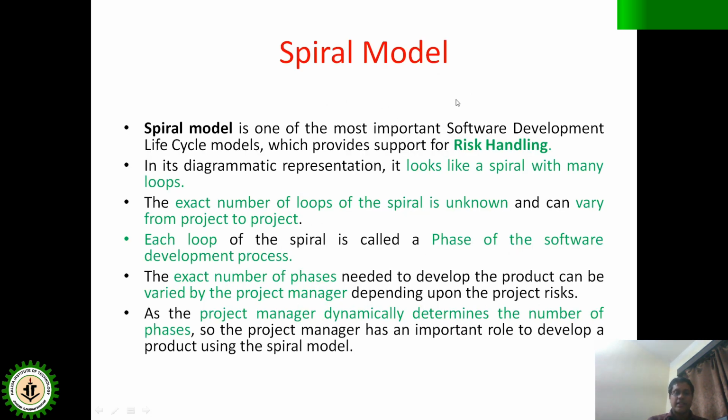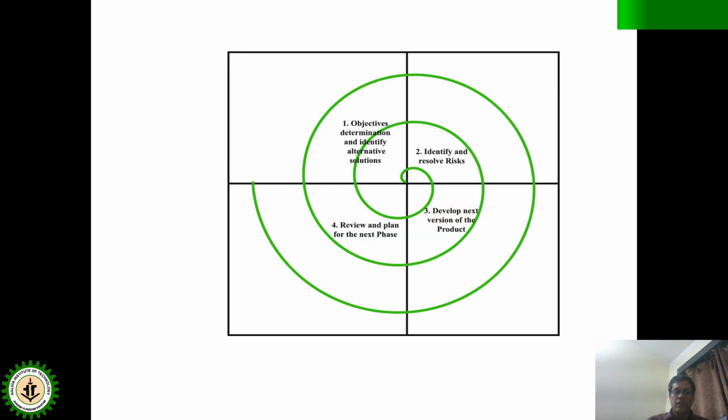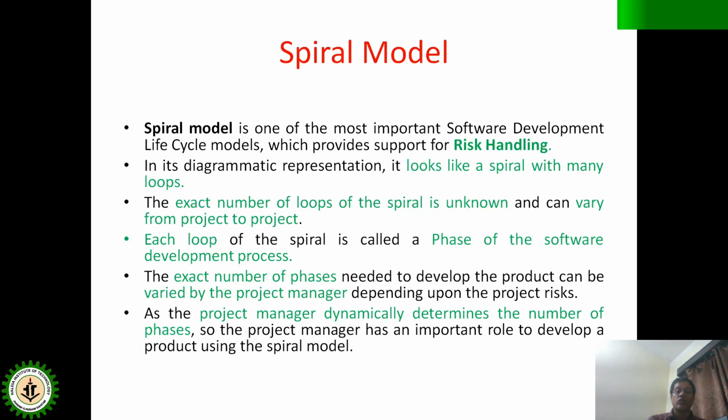The exact number of loops of the spiral is unknown. How many loops will be there in the spiral model is totally unknown initially, before the start of the project. It depends on the experience of the project manager to determine during runtime how many loops will be there in the spiral model. So the project manager has a great role in determining or calculating the number of spirals, and he is doing it at runtime based on the experience he has.